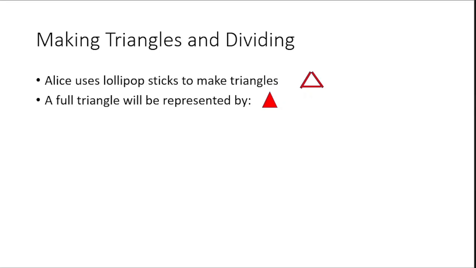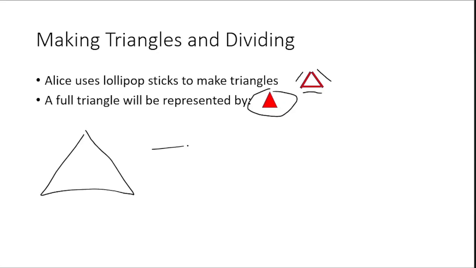So as you can see on screen, it says that Alice uses lollipop sticks to make triangles. There are three little lines here that represent the lollipop sticks. There's 1, 2 and 3. Three of those are going to make one triangle. A full triangle will be represented just by a little triangle shape there. So we know that one triangle shape is going to equal 3 lollipop sticks. Let's bear that in mind moving on to the next thing. So one full triangle is 3 lollipop sticks, okay?